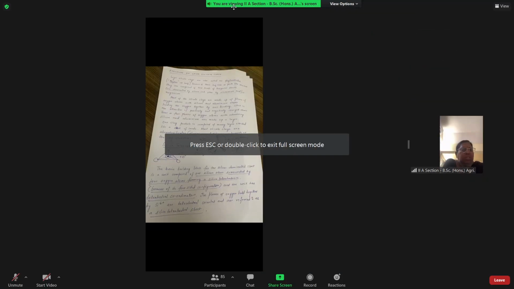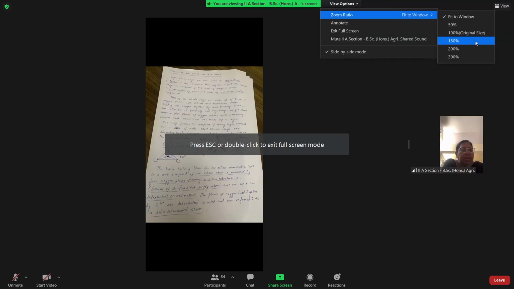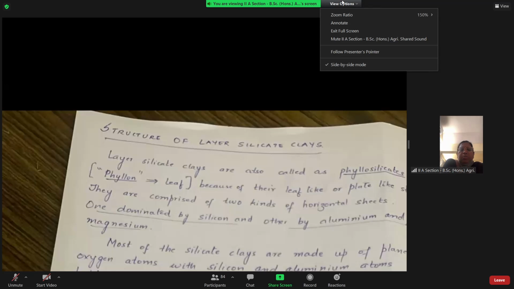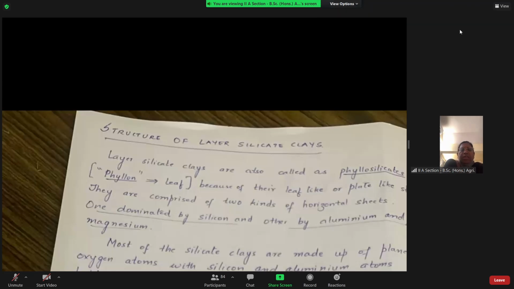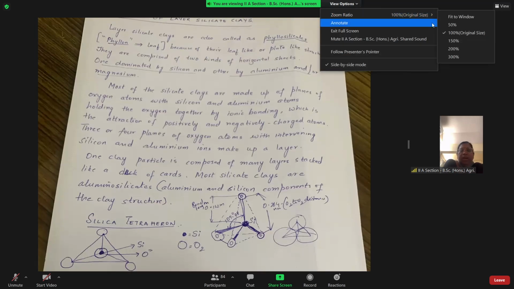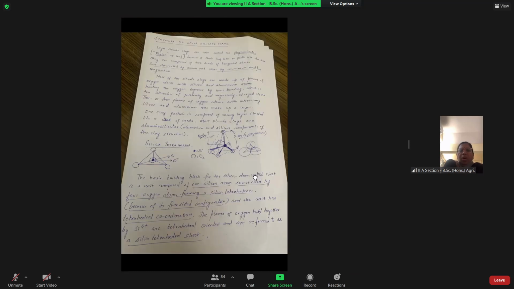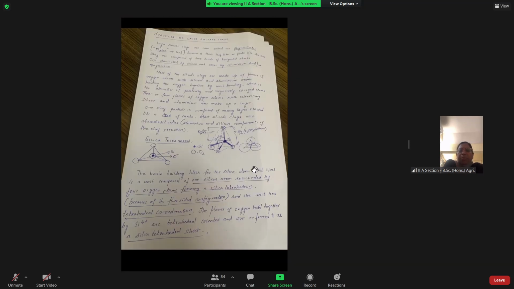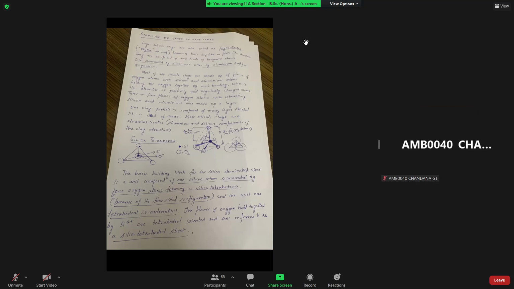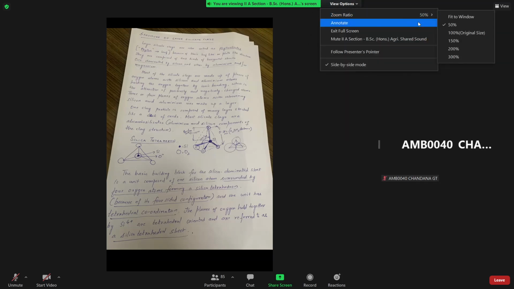Planes of oxygen atoms with silicon and aluminum ions. So in the last class, I told you that it is made up of a tetrahedral structure and an octahedral structure. So it will have one silicon atom or one aluminum atom surrounded by oxygen atoms bonded by hydrogen ions or hydroxyl. So most of the silicate clays are made up of planes of oxygen atoms with silicon and aluminum atoms holding the oxygen together by ionic bonding.